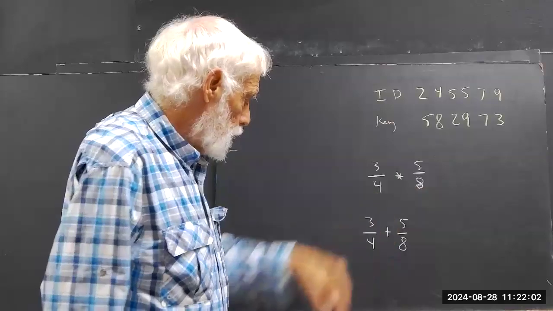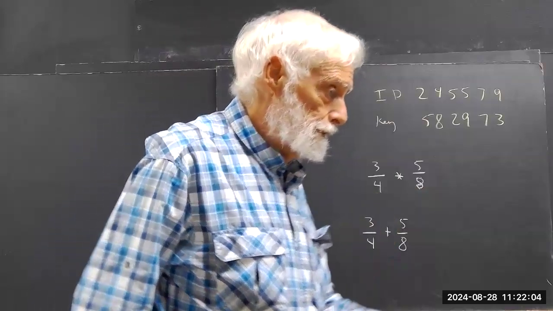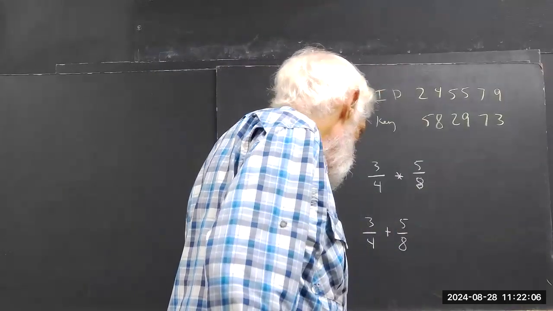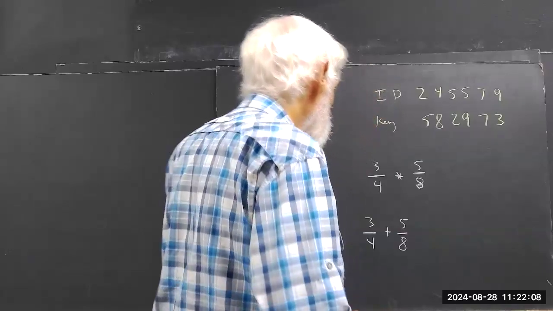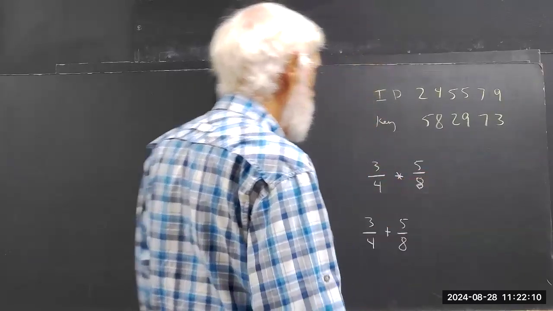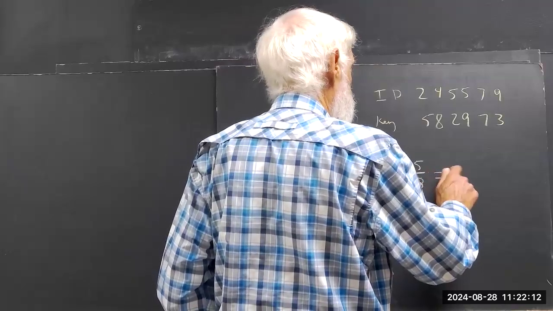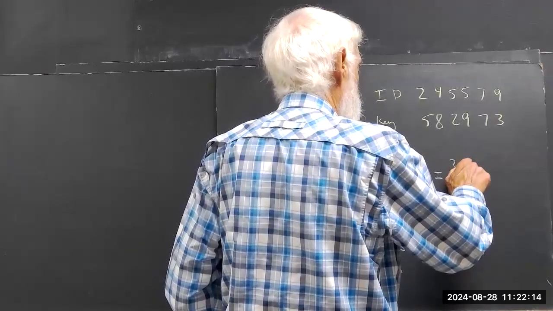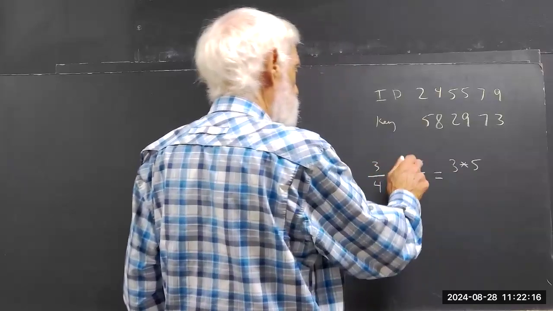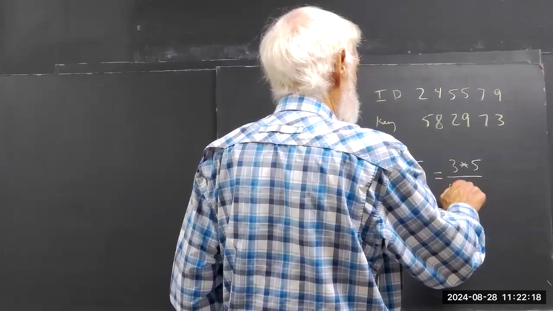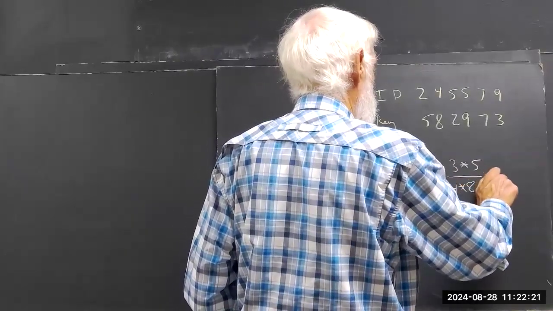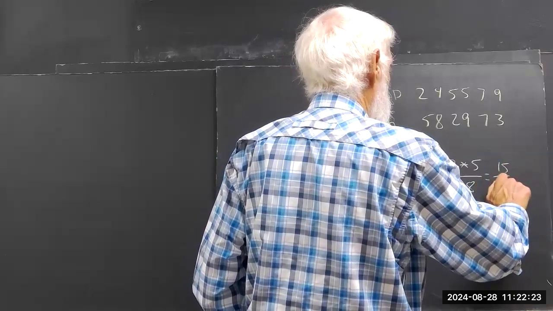Okay, then we have 3/4 times 5/8, and I do want to just go through this in detail. 3/4 times 5/8. That's a multiplication. You multiply the numerator, 3 times 5, multiply the denominators, 4 times 8, and you get 15 over 32.